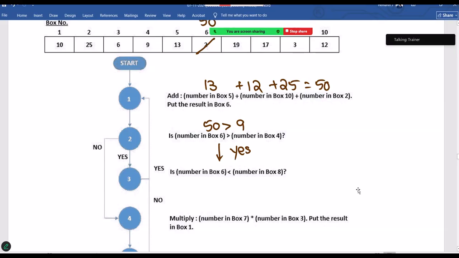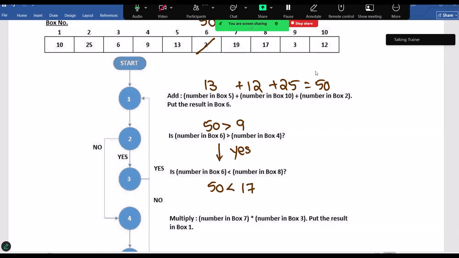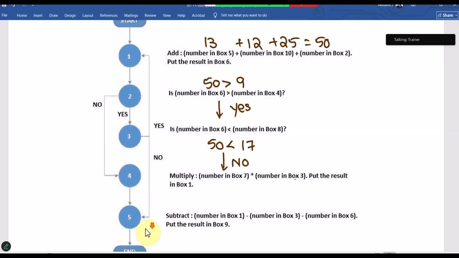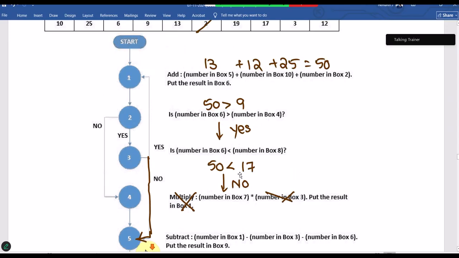Now, for the next one, the number in box 6, which is 50, is it less than the number in box 8, which is 17? Is 50 less than 17 true? No, right? No means we have to go to the next step. Directly don't solve this step, my dear friend. You don't need to solve this step. You are moving from here directly to this place. Don't solve that fourth step. What is there in the fifth step? Because after the third one, when it is no, you have to go for this one. 50 less than 17, you have to skip that fourth step and go for the fifth one.